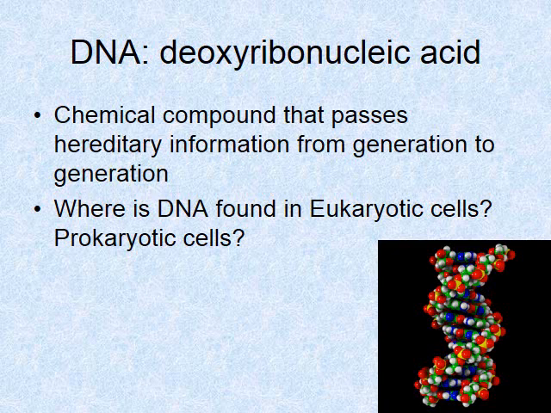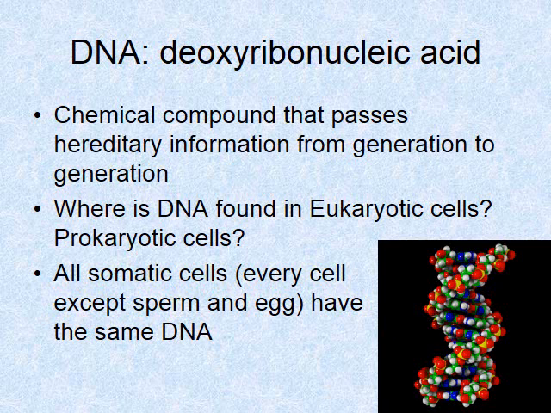So where is DNA found? Well, in a eukaryotic cell, it's found in the nucleus. There's also a little bit found in the mitochondria, a little bit found in the chloroplast, but the actual cell's DNA is found in the nucleus. In a prokaryotic cell, it's found in the nucleoid region, which is basically in the cytoplasm.